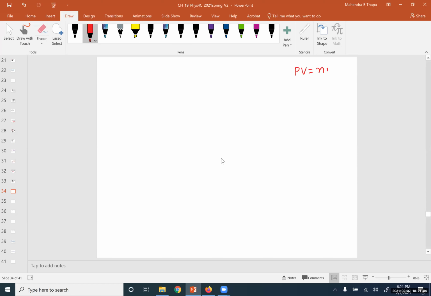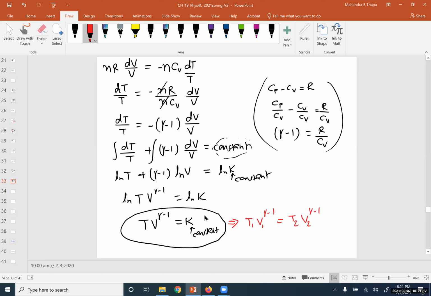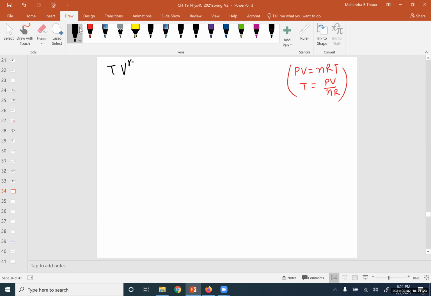PV equals nRT. So this means we can write T equals PV over nR. So let's copy the equation that we did before: T V gamma minus 1 is constant. Let's replace this T by that. So it will be P V over n times R, and V gamma minus 1 equals constant.